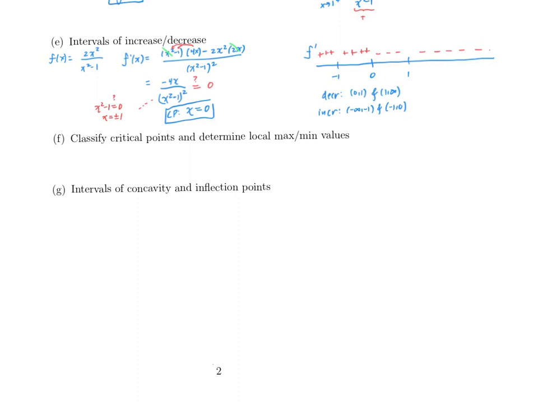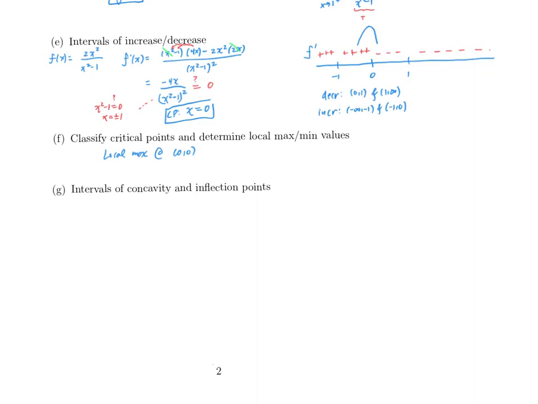Classifying the critical point should be almost an afterthought from our number line above. At that critical point of 0, the function is going from increasing to decreasing. So 0 is going to correspond to a local max. And recall that we already know what happens at 0. It is the x and the y-intercept.